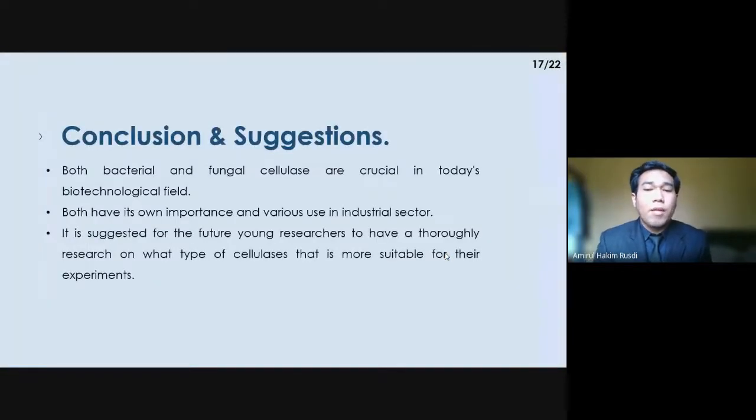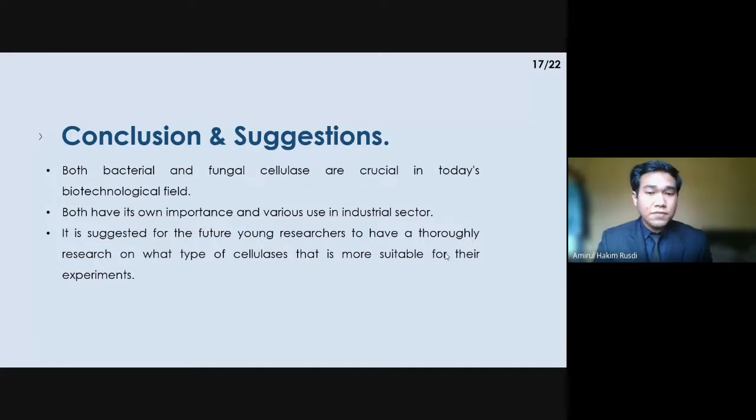In conclusion, both bacterial and fungal cellulase are crucial in today's biotechnological field. Both have their own importance and various uses in the industrial sector, such as production of detergent, food, and paper. Thus, the cellulase production sector has its effects on significant growth of the local economy.